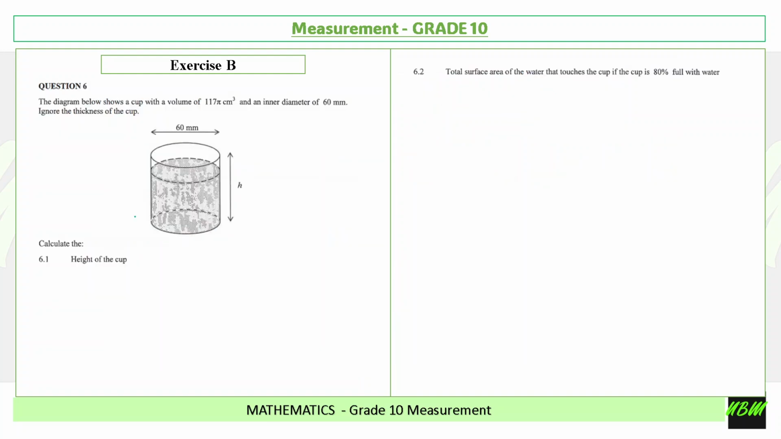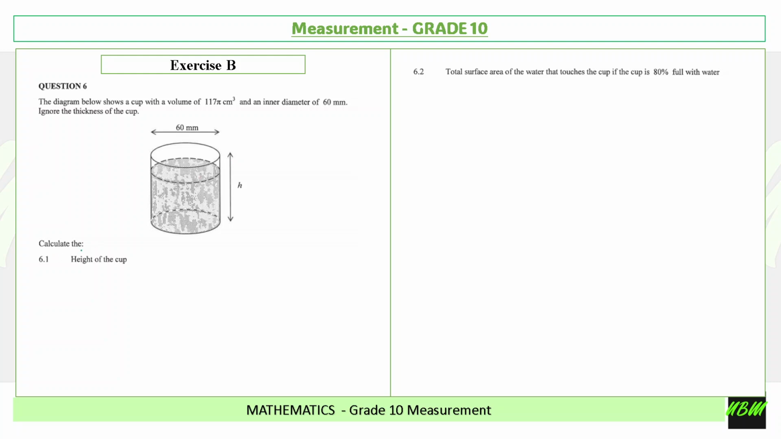Now moving to exercise B. Exercise B: the diagram below shows a cup with a volume of 117 pi centimeter cubed and an inner diameter of 60 millimeters. Ignore the thickness of the cup. And here we are showing the cup. Already you should realize that here we are dealing with a cylinder.